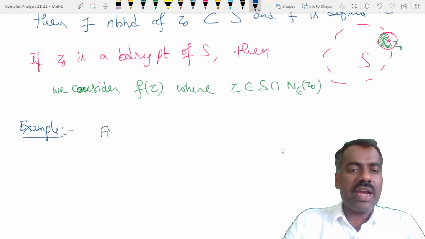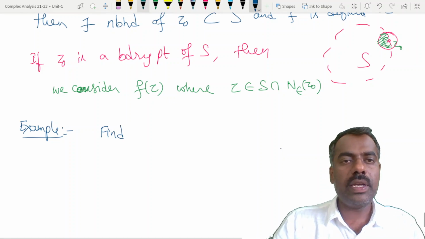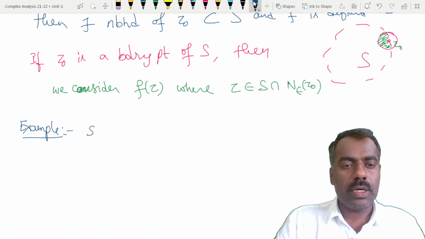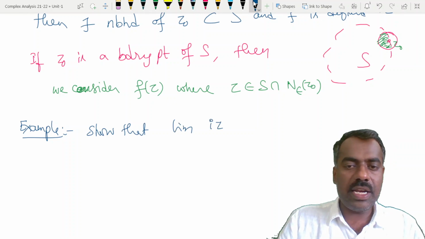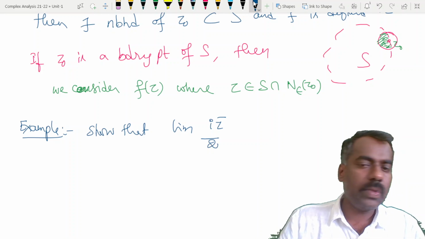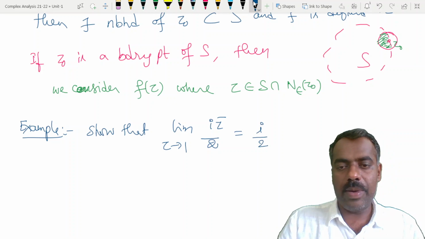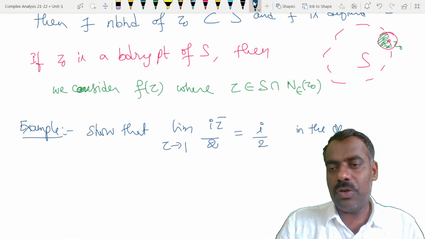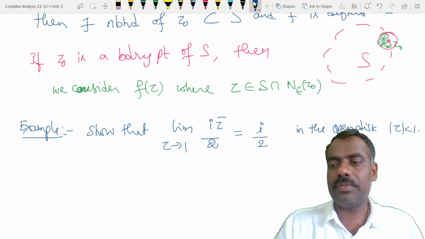Example: find, or we can say instead of find, you can show that the limit of f of z, which is i z bar by 2, as z tends to 1 is equal to, of course it is i by 2, anyone can guess, where z is in the open disk, that means the domain, the open disk mod z less than 1.